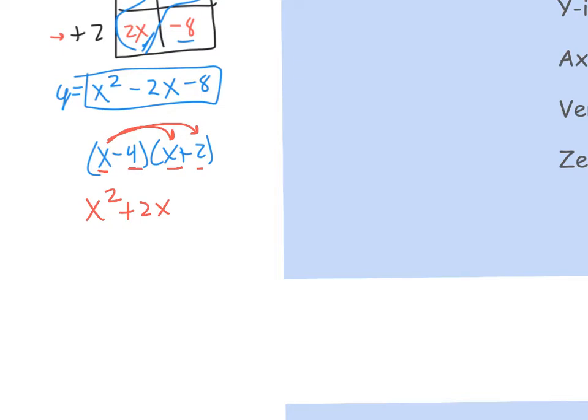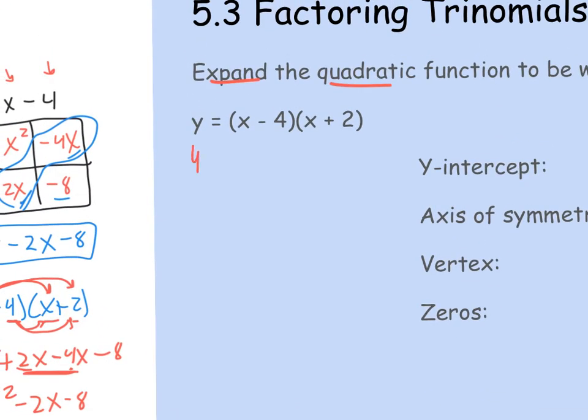Then we take this negative 4 and multiply it by both terms. Negative 4 times x is minus 4x. And then negative 4 times 2 is negative 8. So combining like terms, these two terms are like terms. We added them up in the box method too. X squared minus 2x, the 2 plus the negative 4 is negative 2x, minus 8. And that's y equals x squared minus 2x minus 8.